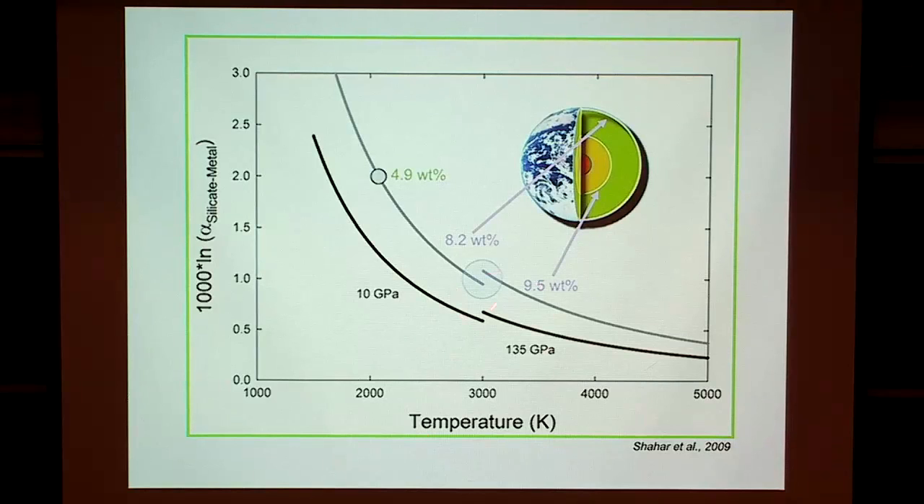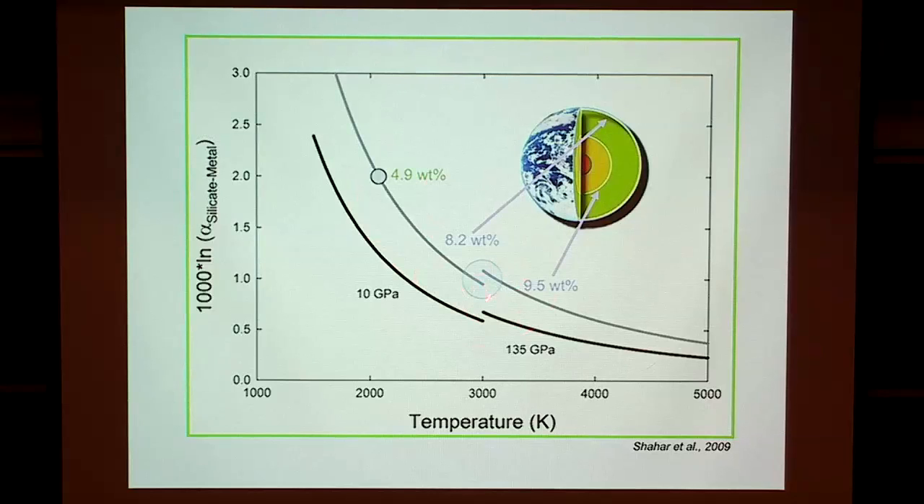Okay, so if we pick a temperature, let's say 3,000 Kelvin. Now, I haven't put any error bars on these numbers. Okay, the error bar, this is the experiment. So based on the experiment, at the conditions of the experiment, we would say about 5 weight % silicon in the core, plus or minus 2. Okay, so that's pretty big.